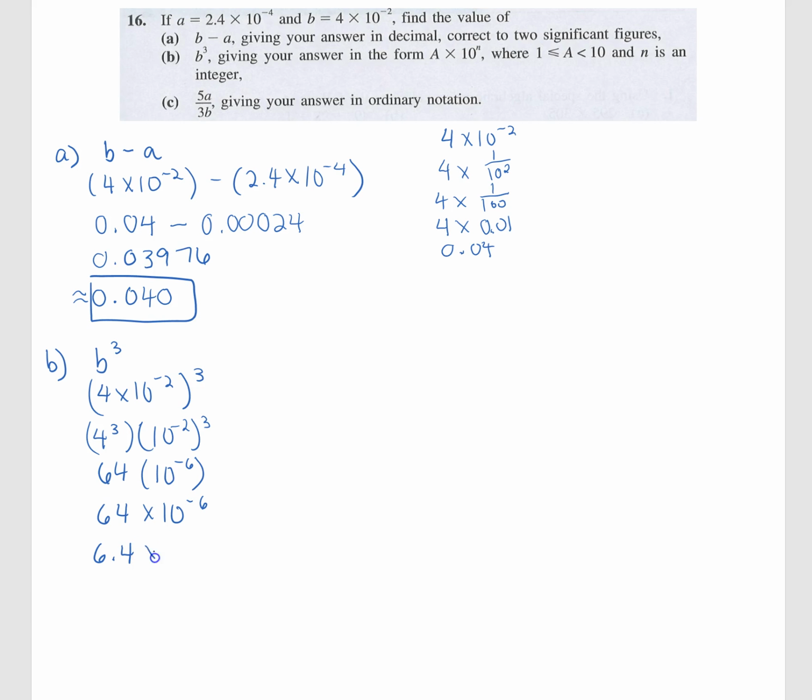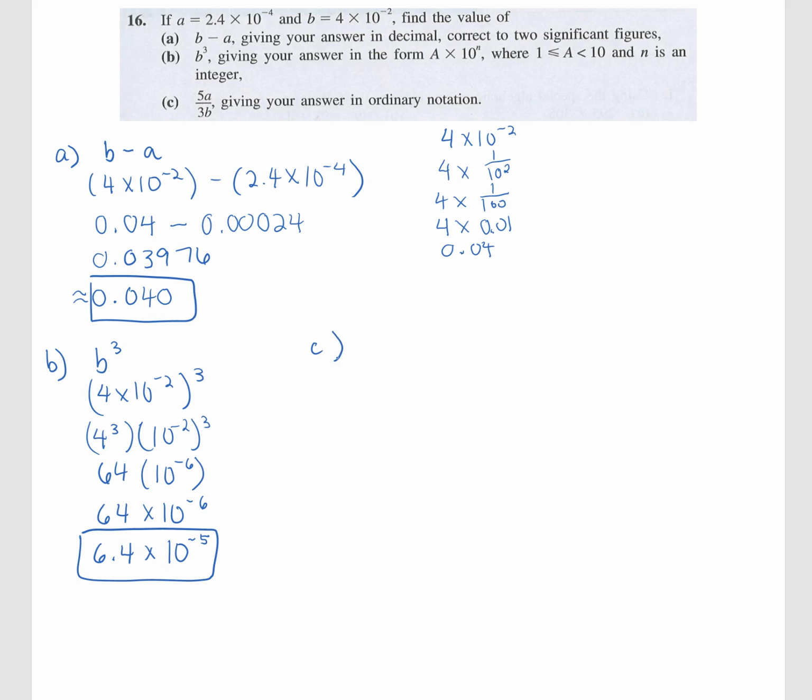If we think about how we've moved the decimal to make 6.4, we moved it to the left 1. So that means that we need to decrease this negative value, because this negative 6 is asking us to move the decimal to the left 6 spots. We've already done 1, so we only have to move it 5 spots, if that makes sense. So 6.4 times 10 to the power of negative 5 is our answer to part B.